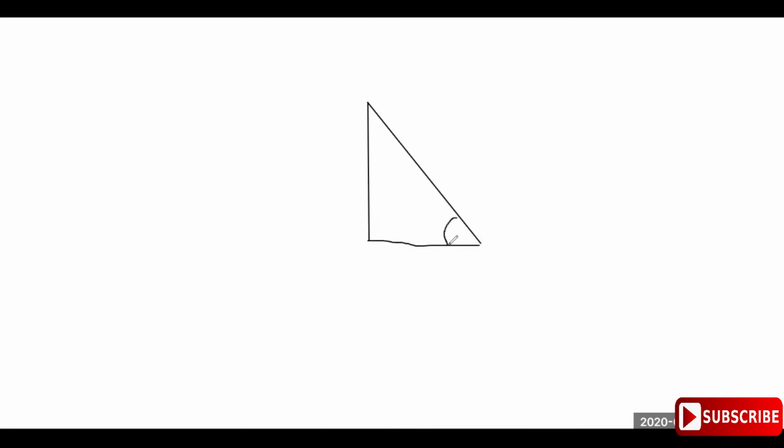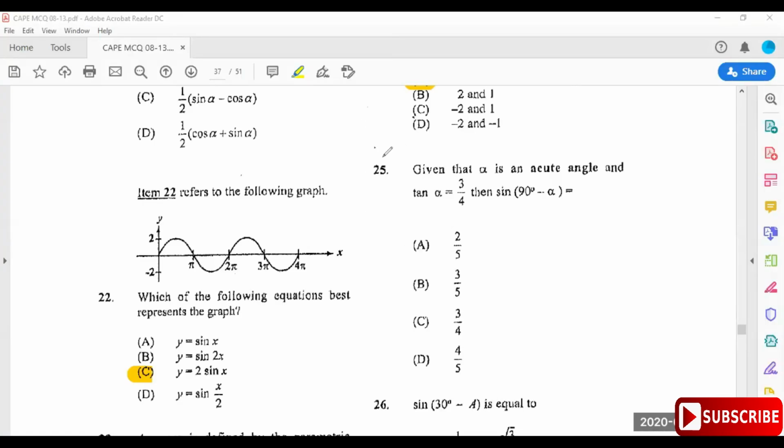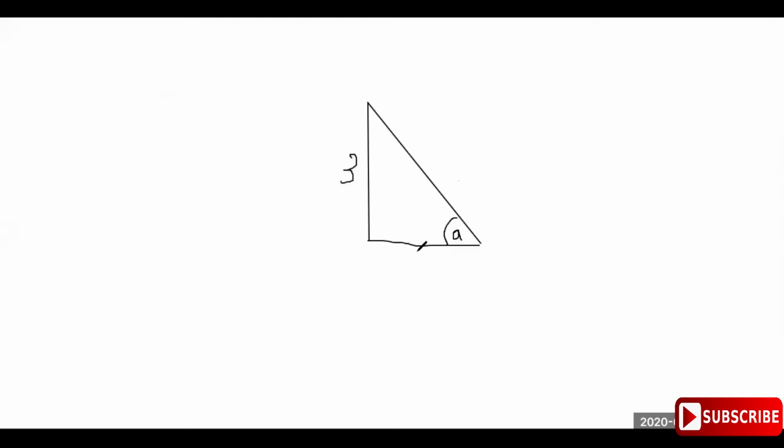So we have the tan of alpha. I'm going to use A for alpha. The tan of alpha is opposite over adjacent. So 3, you're going to put on the opposite side, and 4 on the adjacent. And so the hypotenuse is 5, because that's a 3, 4, 5 triangle.